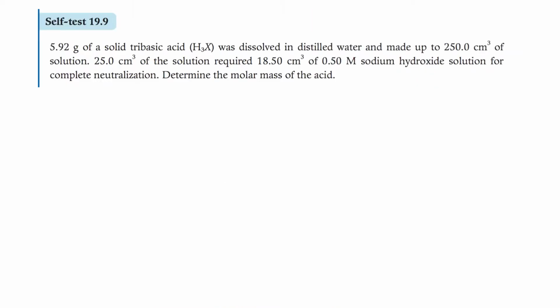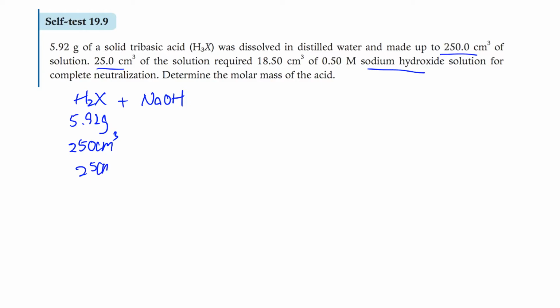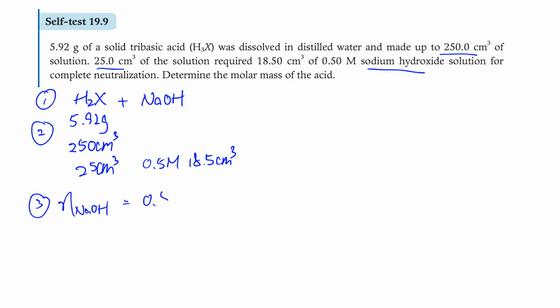So next, that will be Sales Practice 19.9. This one we have H2X dissolved in water to make up to 250 and then 25. You see, it's so common. The question is very similar most of the time. So you have like 5.92 gram, you dissolve in 250 and then you just take out 25 cm cube and titrate with 0.5 m NaOH, and then it will be 18.5 cm cube. So basically the first one, the number of mole of NaOH, that will be 0.5 times 18.5 over 1000. Remember, you have to do the math on your own first. If you start to find that you know what you're doing, don't just go through the videos on your own, you have to do it first.